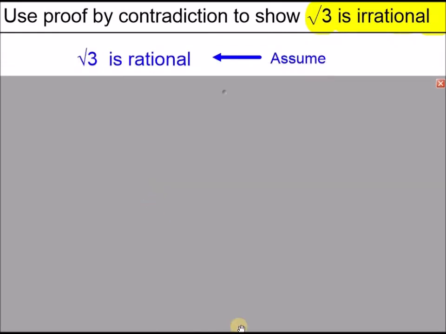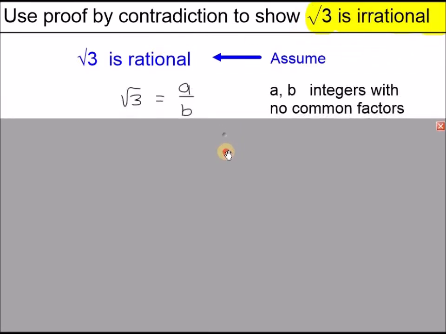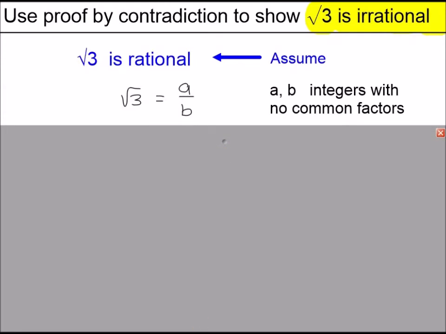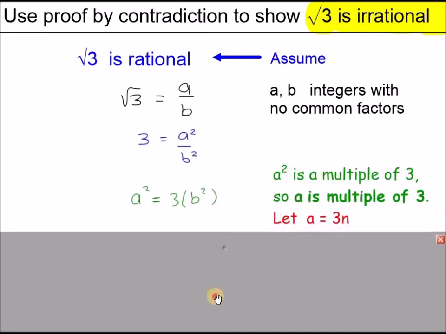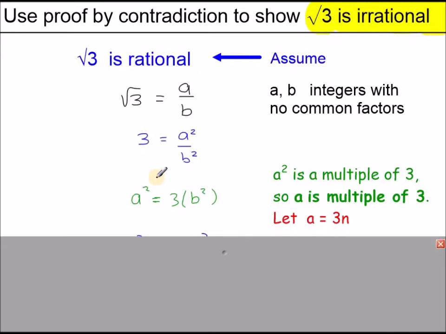So we start off by assuming that root 3 is rational. So we're contradicting this statement. So we write root 3 as a fraction a over b, where a and b are integers with no common factors. We square both sides, rearrange to make a squared the subject, and we see that a squared is a multiple of 3.